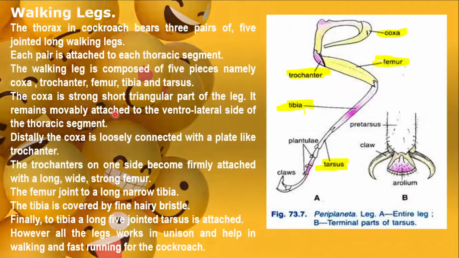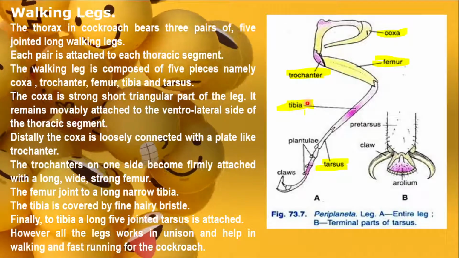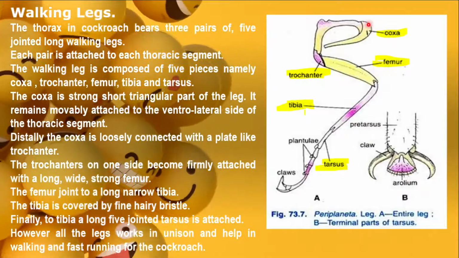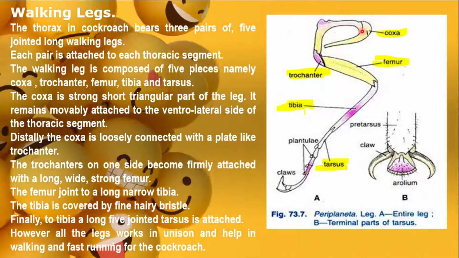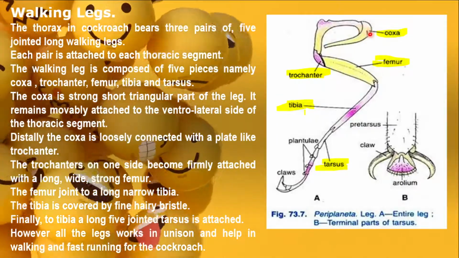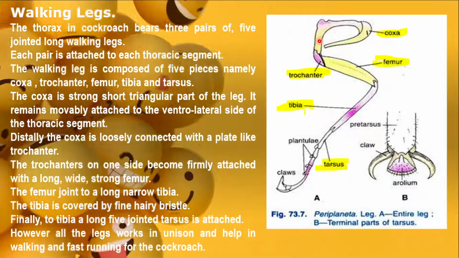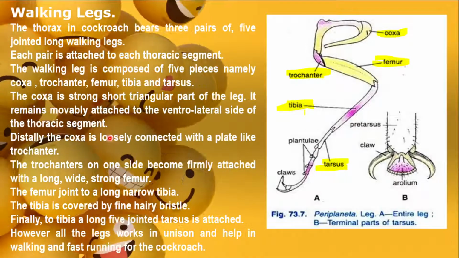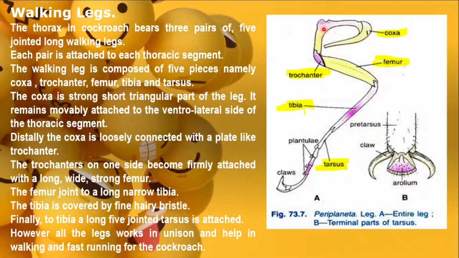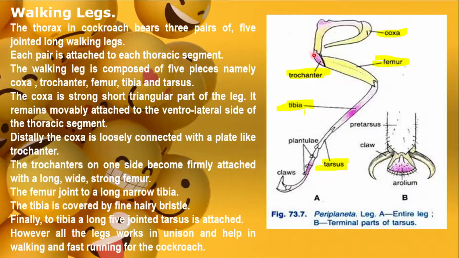It remains movably attached to the ventrolateral side of the thoracic segments. Coxa is a strong, short, triangular part of the leg which forms the joint to the thoracic segment, and from there the portion of the leg starts. Now distally, the coxa is loosely connected with a plate-like trochanter. See, at the distal end of the coxa, a plate-like structure called the trochanter is present.